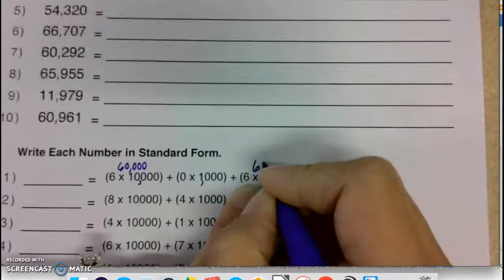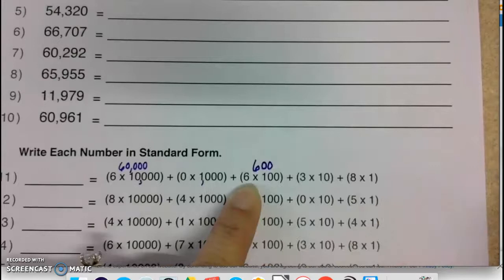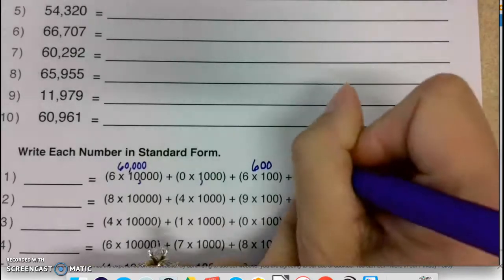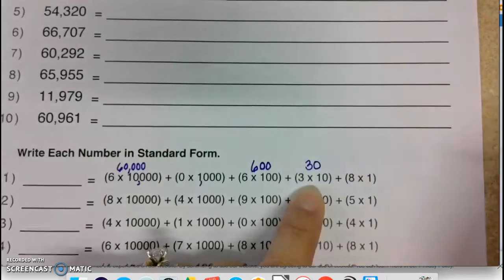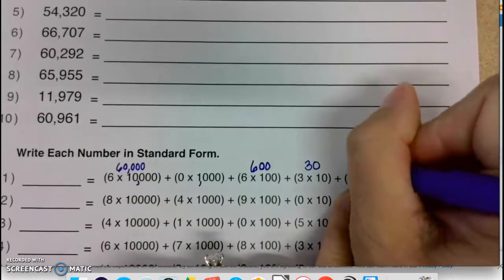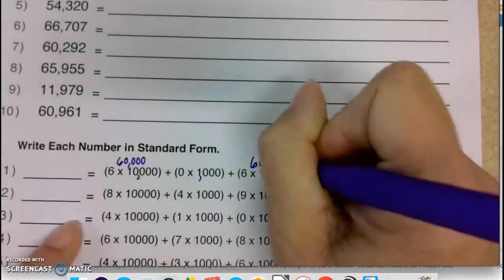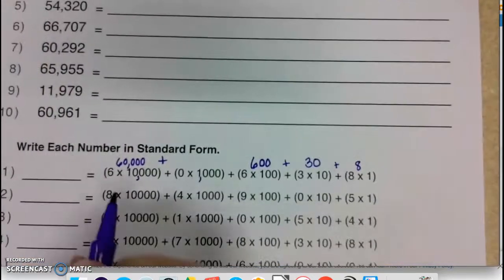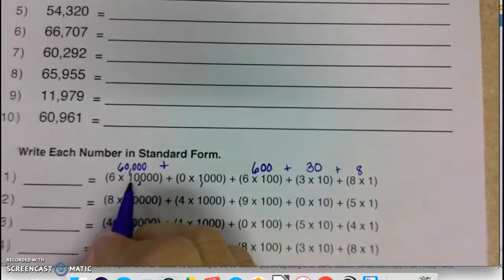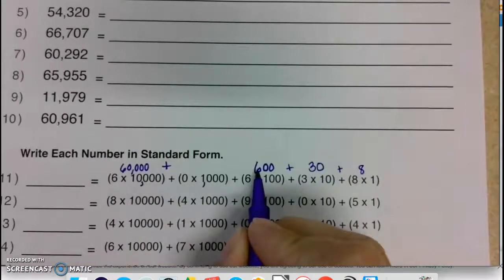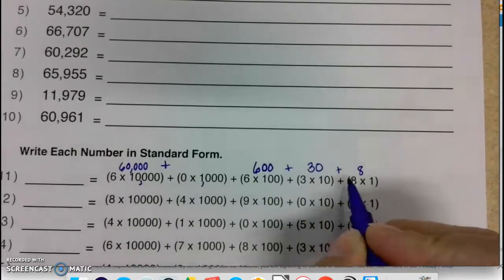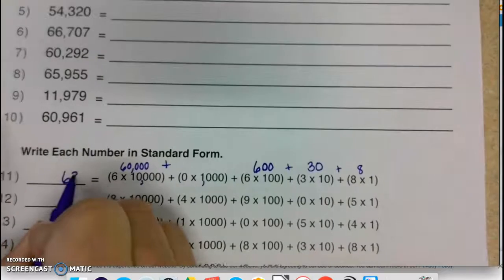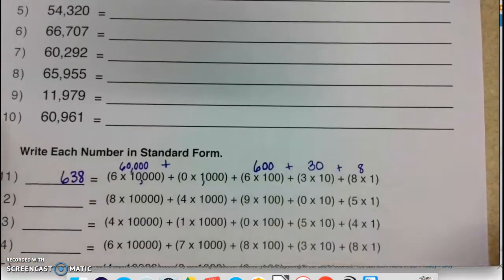6 times 100 would be 600, very good. 3 times 10 would make 30, very good. And 8 times 1 would make 8. So if I added all this up, what would I get? So I need a 6 in the 10,000s place. So you can either add these up like 600 plus 30 plus 8. What's that going to make? 638. So you know that's going to go in the ones family or the unit family.